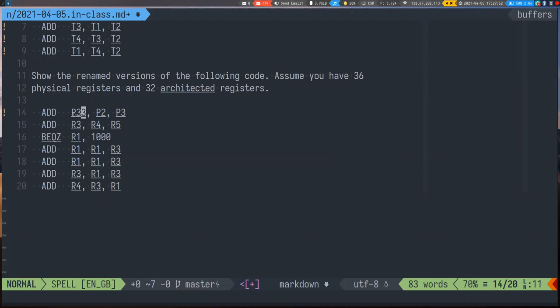Okay, so I chose 33 because it's after 32. So I'm assuming that all the other ones are used up. But this is a pretty sanitized example, right? Obviously, if P15 was the one that was available, we would just use that. Great question. Yeah, this all is assuming that we're in a base state where we haven't renamed anything yet.